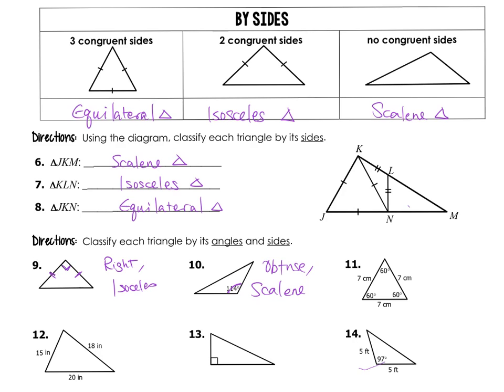Okay. Third one, number 11, I have all three sides being the same, and I have all angles being congruent. So obviously, this is an equilateral and equiangular triangle. All right, so finish the bottom three. The answer key is on the website. Make sure you check it out.